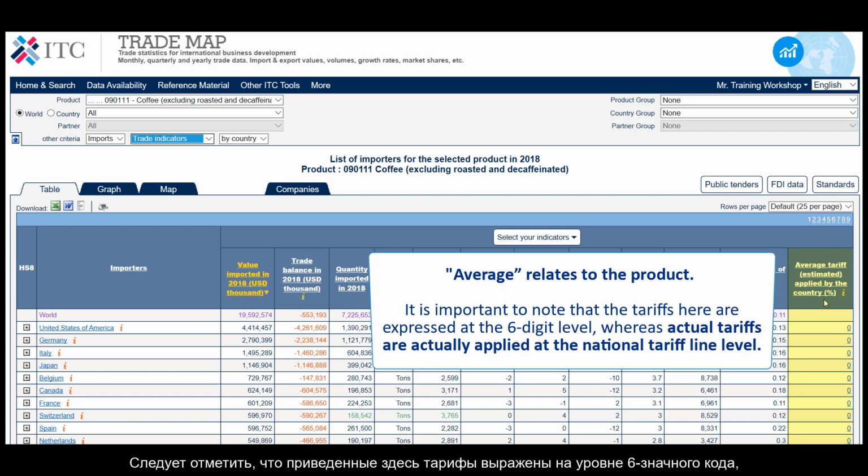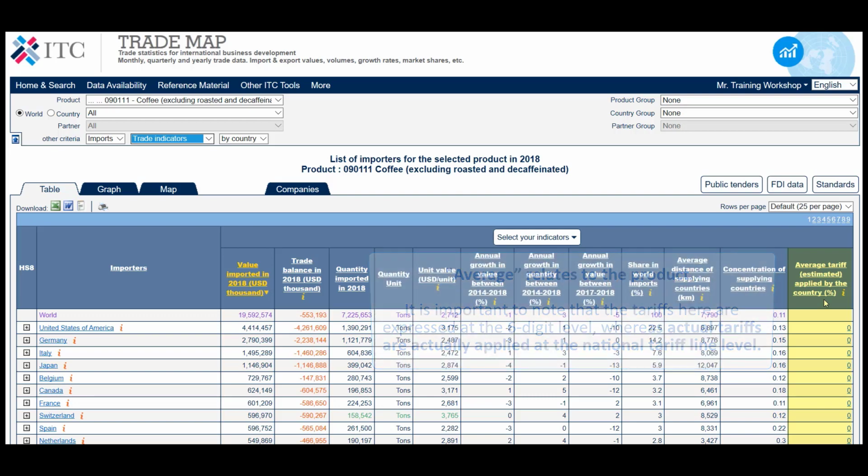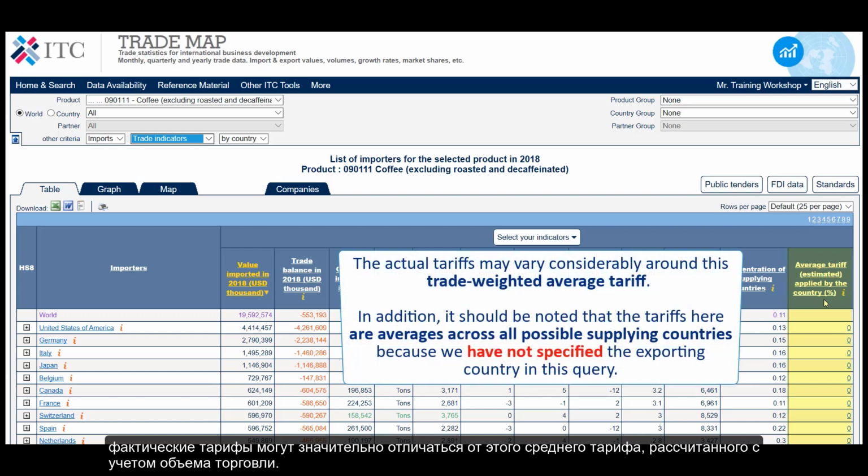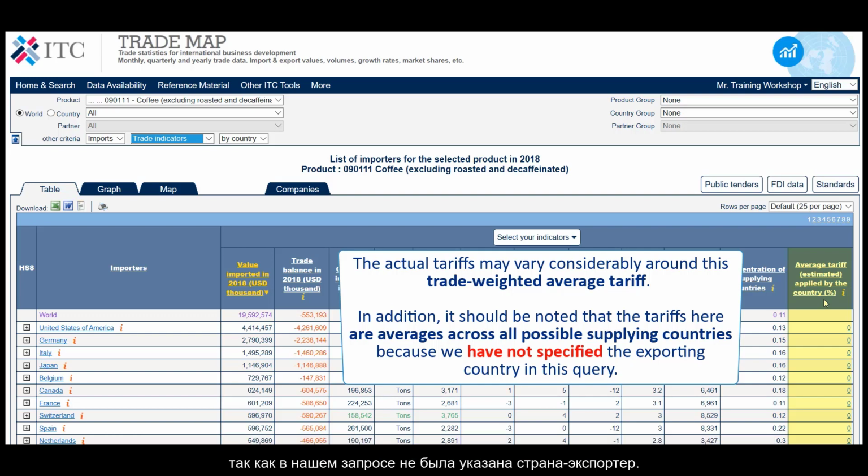It is important to note that the tariffs here are expressed at the 6-digit level, whereas actual tariffs are actually applied at the national tariff line level. Since there may be many products at the tariff line that fit within an HS 6-digit cluster, the actual tariffs may vary considerably around this trade-weighted average tariff. In addition, it should be noted that the tariffs here are averages across all possible supplying countries, because we have not specified the exporting country in this query.